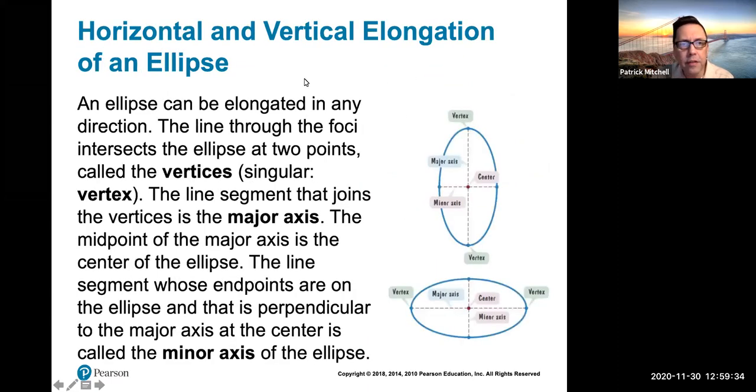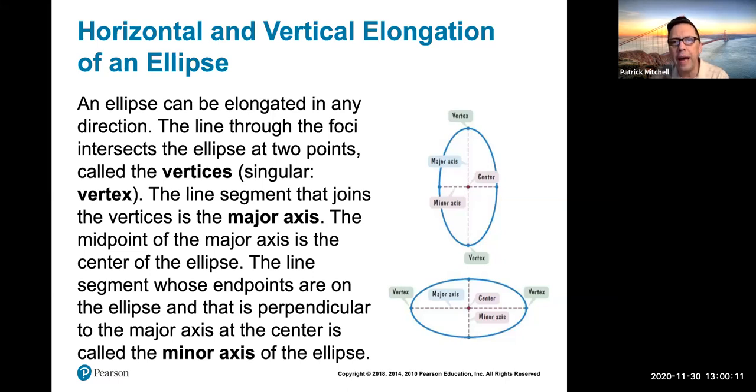An ellipse can be elongated in any direction. The line through the foci intersects the ellipse at two points, which are called the vertices, the plural of vertex. The line segment that joins the vertices is the major axis. The midpoint of the major axis is the center of the ellipse. The line segment whose endpoints are on the ellipse that is perpendicular to the major axis is called the minor axis.